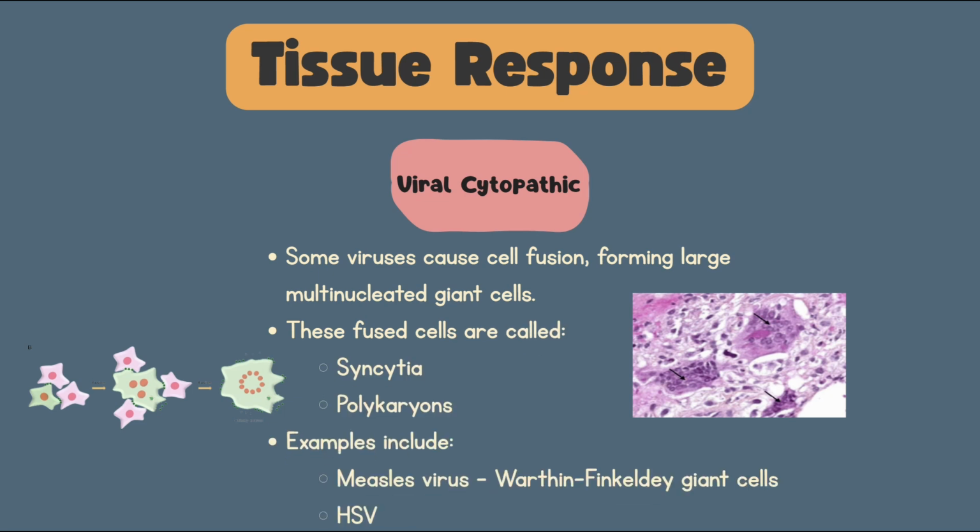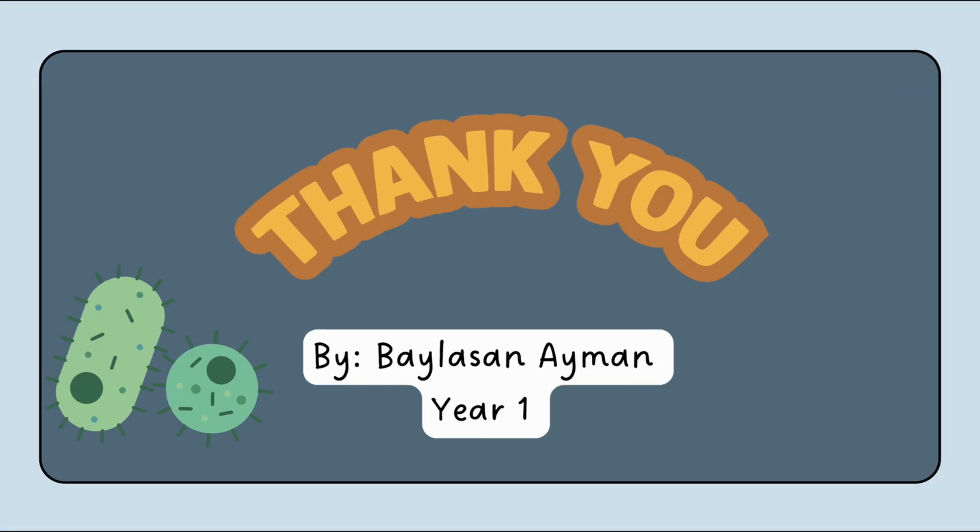Lastly, some viruses cause cell fusion, where infected cells merge with neighboring cells, and this produces large multinucleated giant cells, and we call these large multinucleated giant cells syncytia or polykaryons. Examples of viruses that do that are measles and HIV. And in measles, we see a classic histological finding, and that is the presence of Warthin-Finkeldey giant cells.